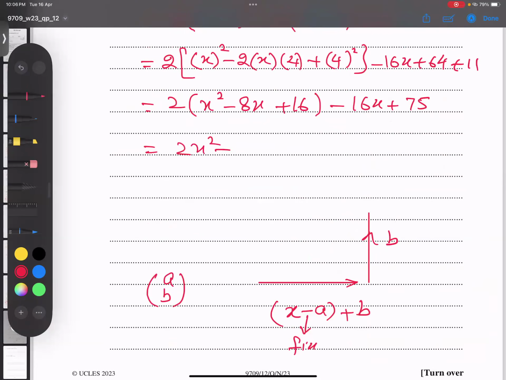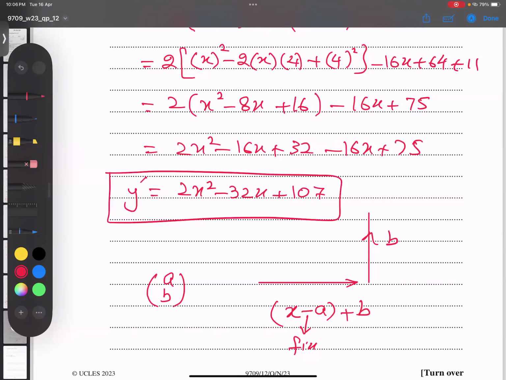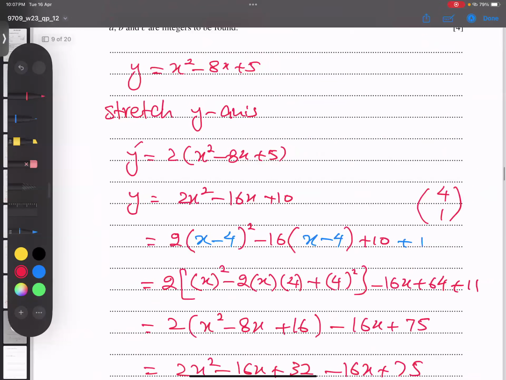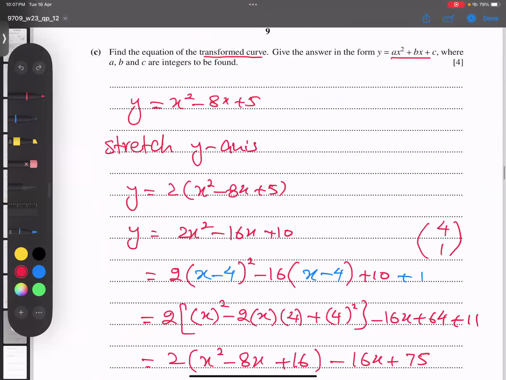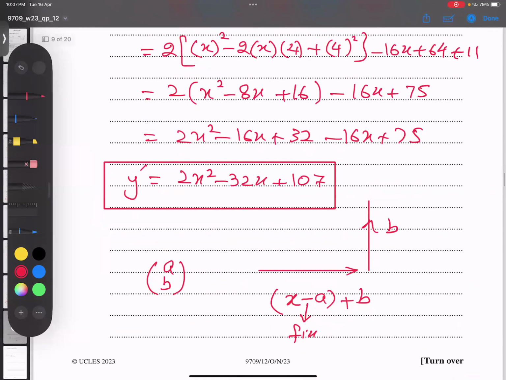So 2x to the power 2, 16x and 32. I'm doing extra work, students. You can skip some extra steps, no problem. 16 becomes 32. And this you add, you get 5 plus 2, 7, and 107. So I believe you got a new equation, this is y dash. Y dash is just expressing that the original equation was y, and this is after the whole transformation. And I believe you got the point very clearly.